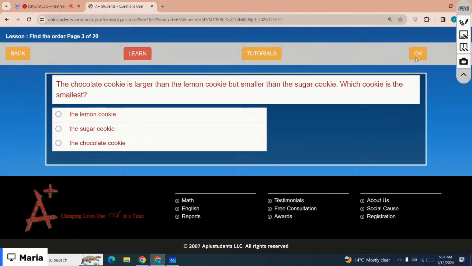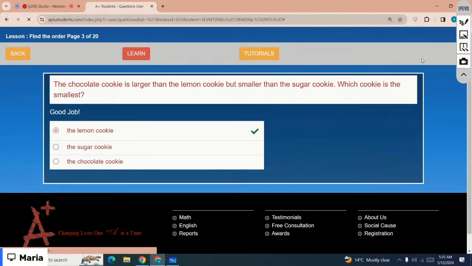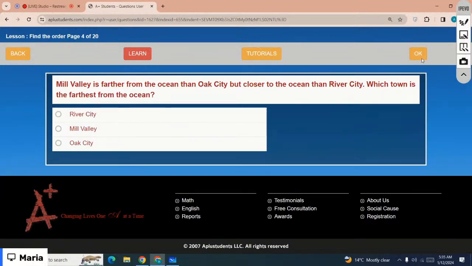So, which is the correct option? The smallest cookie is the sugar cookie. Where is the sugar cookie? Mm, I think lemon cookie is the smallest one. Wait, let me read again. The chocolate cookie is larger than the lemon cookie, but smaller than the sugar. The correct option is lemon cookie is the smallest one. See, the correct option is lemon cookie. Just make the order, then you can find the correct options, right?